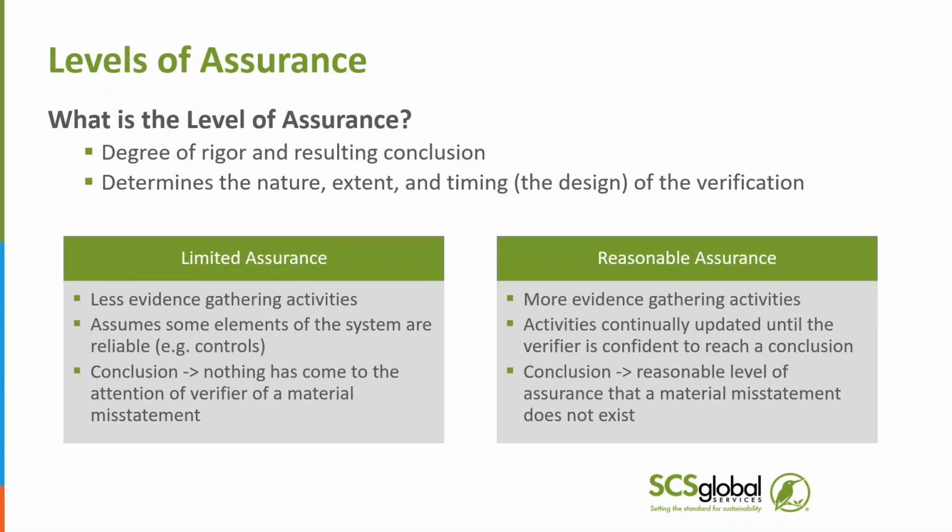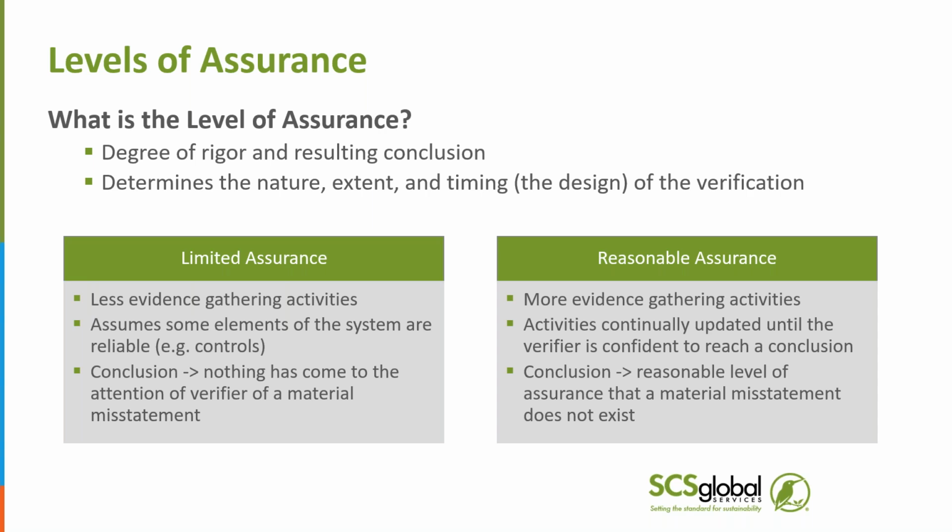So what is level of assurance? Basically, you have two levels of assurance: limited and reasonable. It comes down to the degree of rigor and the resulting conclusion. I think when we look at the conclusions, that gives you a nuanced sense. But let's just say for limited, there is a little less evidence gathering compared to reasonable. For reasonable, we're actually digging into the backup, the invoices themselves, and making sure that they were entered correctly.